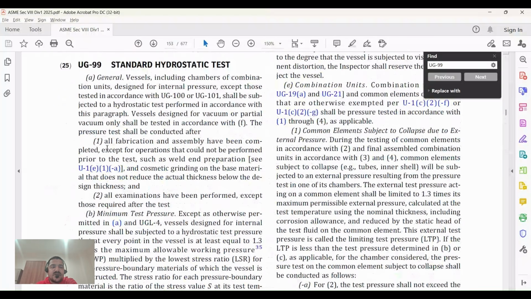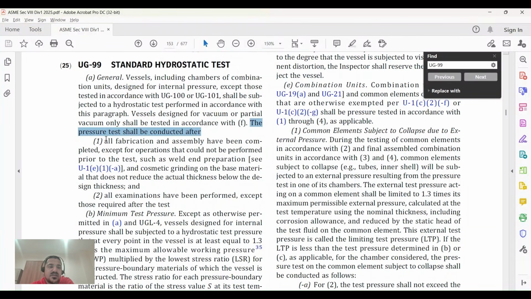Within A, of course, it is a general requirement: for vessels designed for vacuum, we have the requirements to be followed of UG 99 subclause F. When the pressure test is to be conducted, if someone asks us when we can conduct a pressure test, the answer comes from this paragraph.